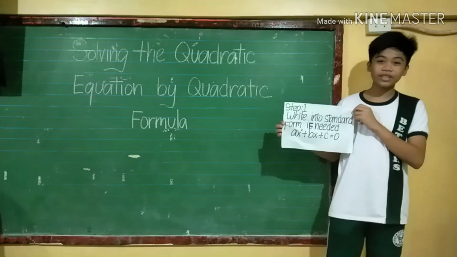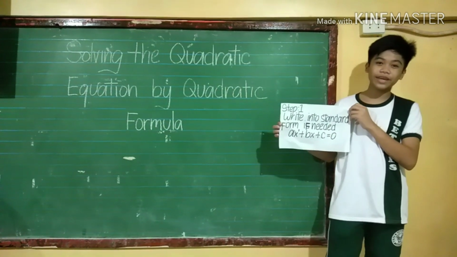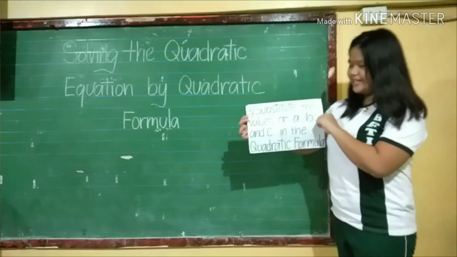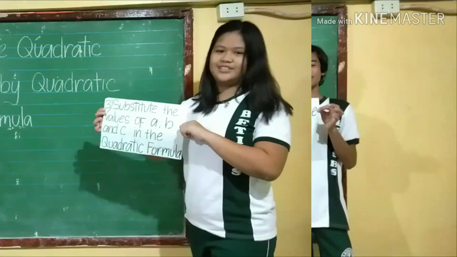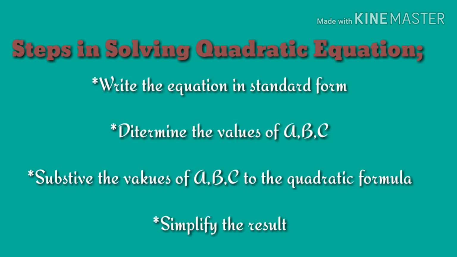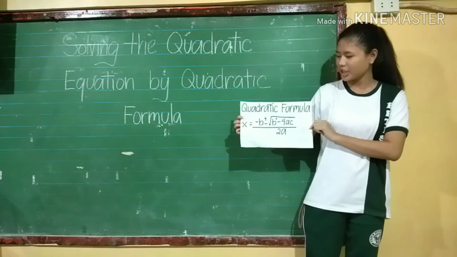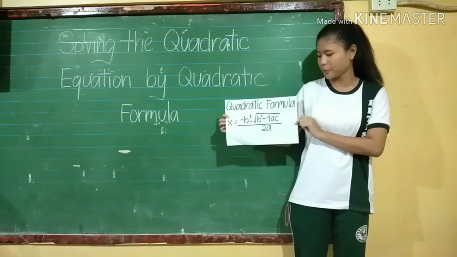Step 1. Write into standard form if needed: ax squared plus bx plus c equals 0. Step 2. Find the values of a, b, and c. Step 3. Substitute the values of a, b, and c in the quadratic formula. Step 4. Simplify the equation. Quadratic formula: x equals negative b plus minus square root of b squared minus 4ac all over 2a.